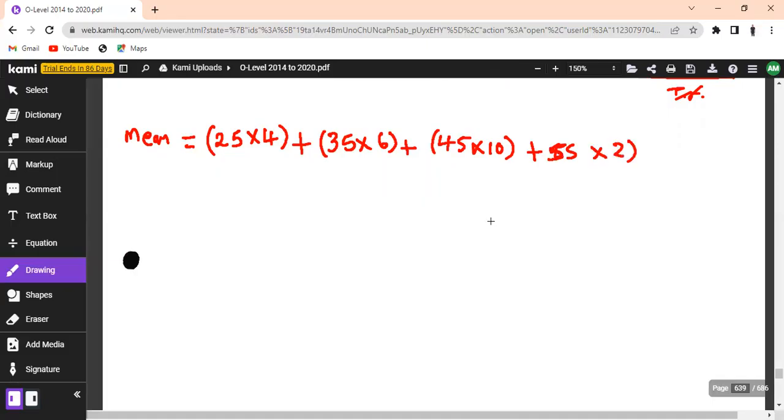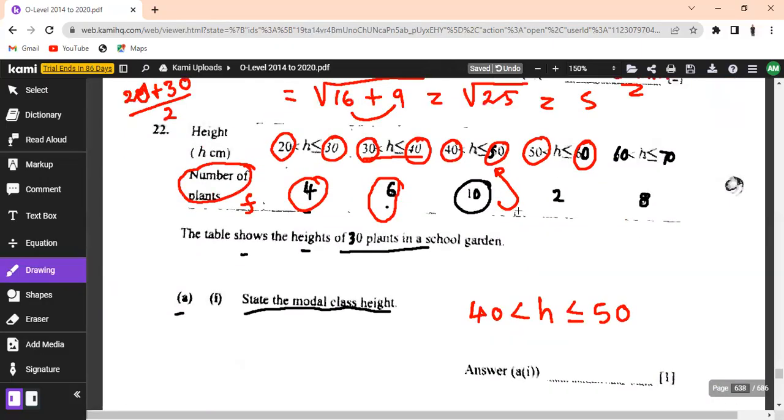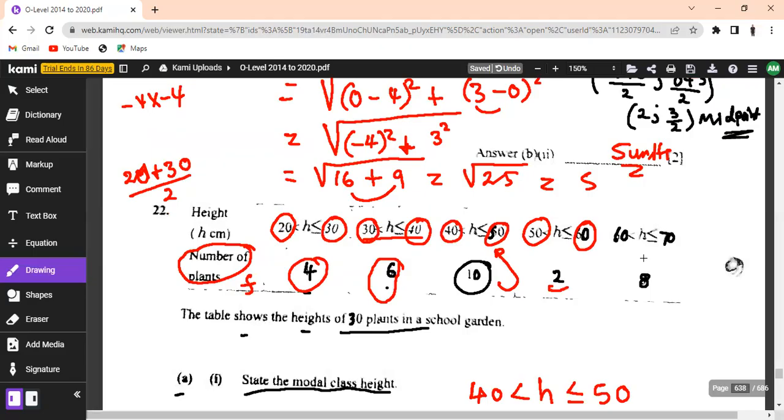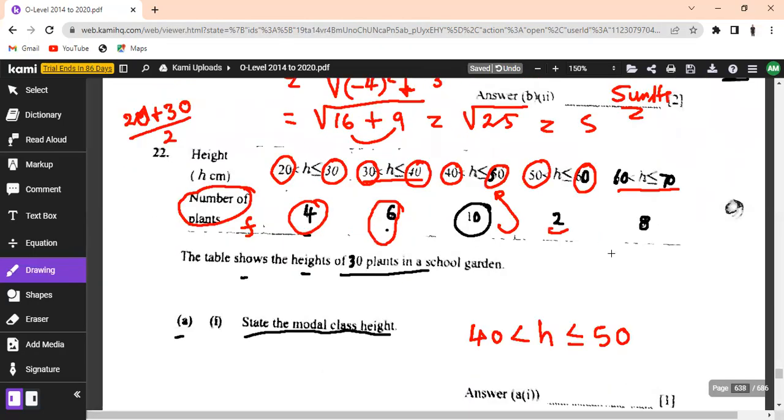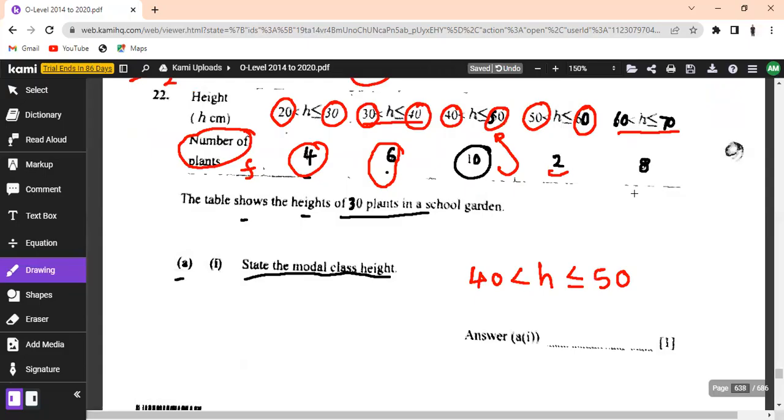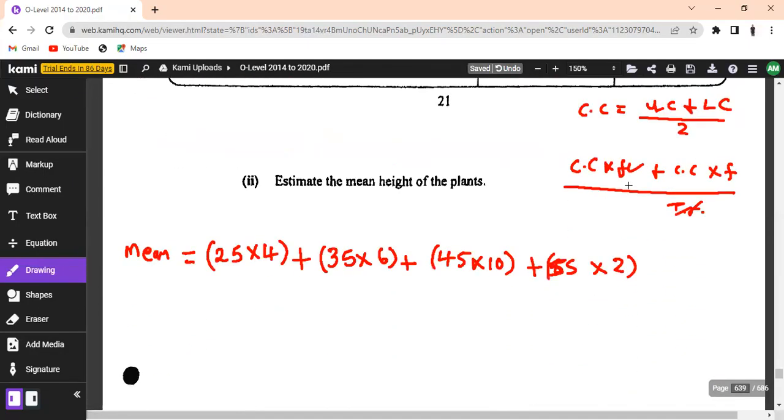That was a 2 there between this class, so you have to take the frequency here, which is a 2. Then you move on to 60 and 70. Here you add 60 plus 70, that is 130. If you divide by 2, that would be 65. That is your class center. So remember, you add, then you divide by 2. So it's 65 times the frequency.